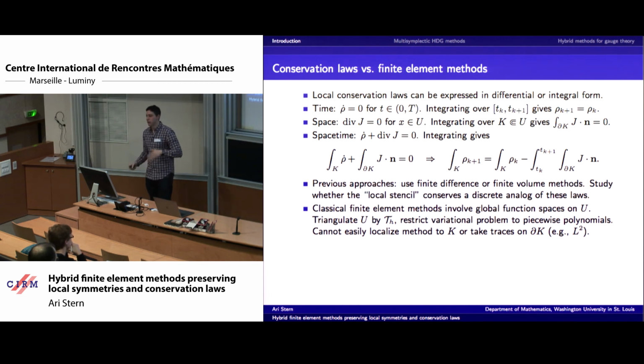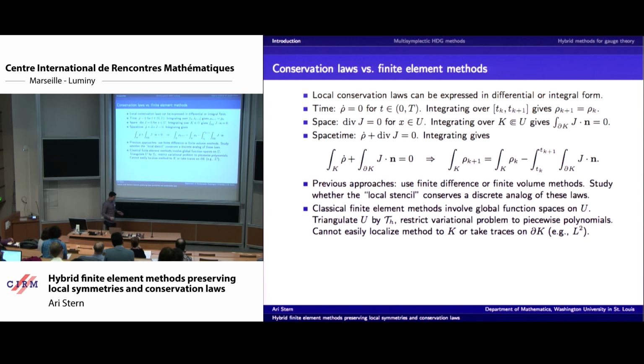You also have to be careful about when traces are defined. If I have some function that lives in L2, maybe it's piecewise constant on elements, I obviously can't talk about a pointwise value of some function that's in L2.